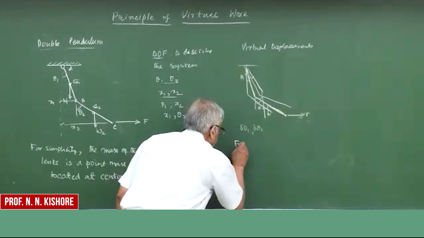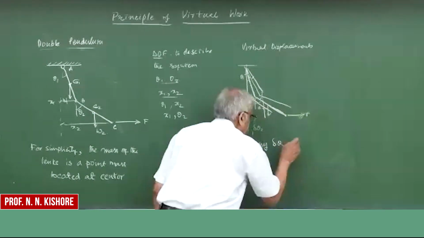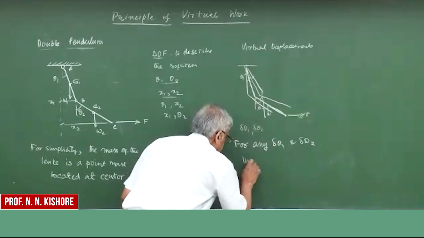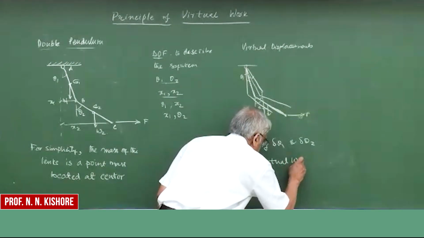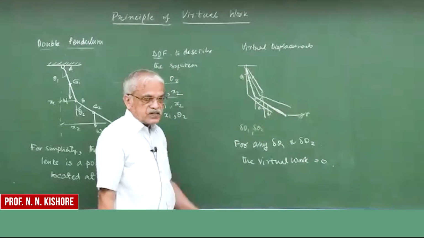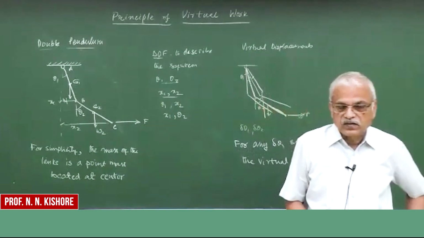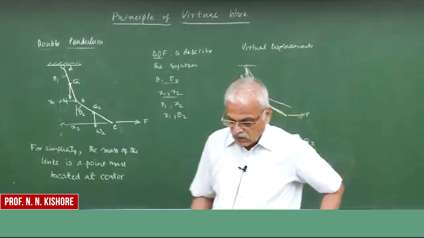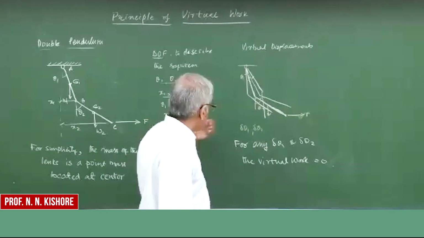So if we can show that for any delta theta 1 and for any delta theta 2, the corresponding virtual work is 0, that means that for any combination it is going to have a 0 virtual work. So that will give us conditions for equilibrium. So let's analyze this system.